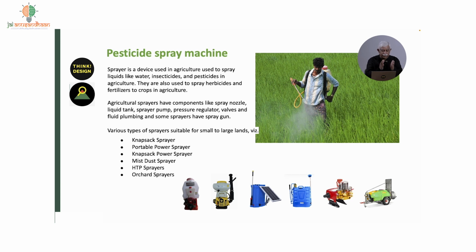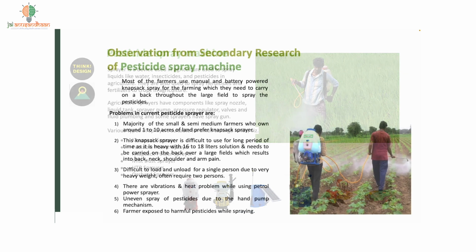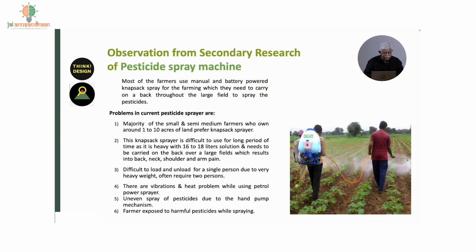Once you identified the segment that you want to build this for, we looked at all the alternatives of spray machines which are available in the market, from the ones which you put on your back, to one which you can carry with you, to motorized ones. So, there were several alternatives and also of varying price range. From his secondary research, most of the farmers use manual and battery powered knapsacks. You can see that it is like a backpack which you put on your back, and you have to carry this heavy load to spray pesticides.